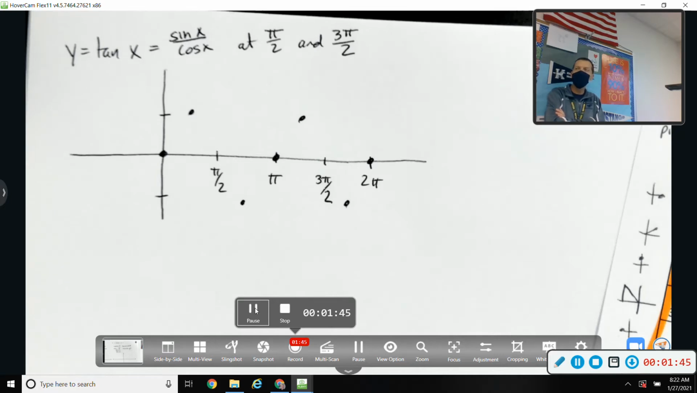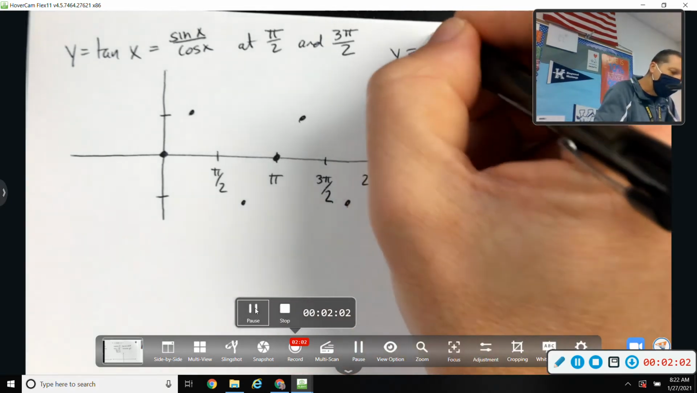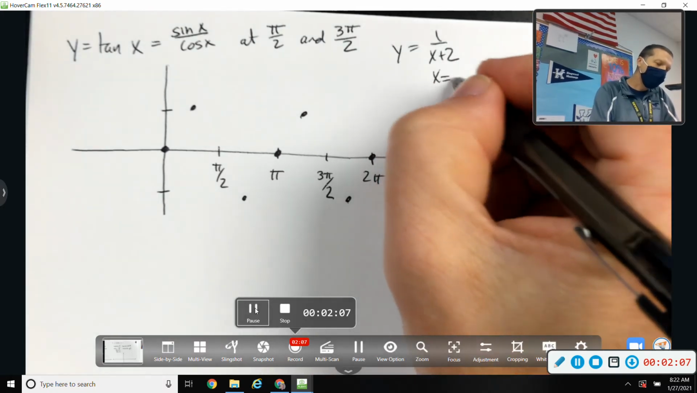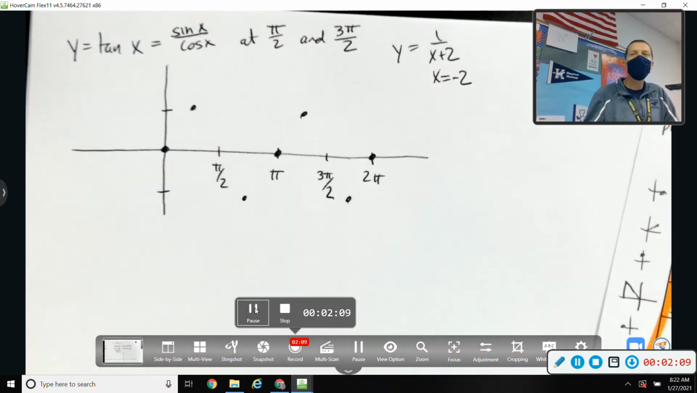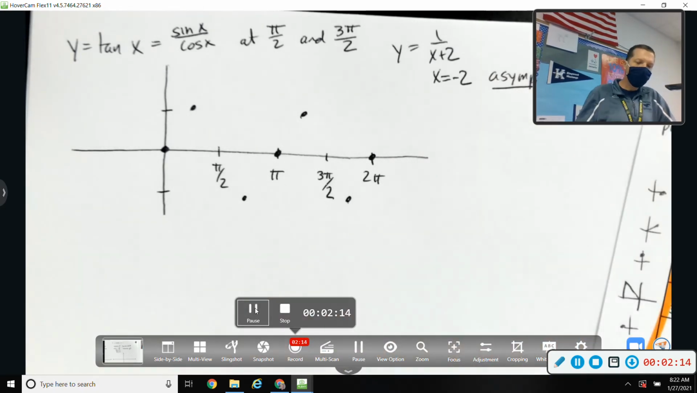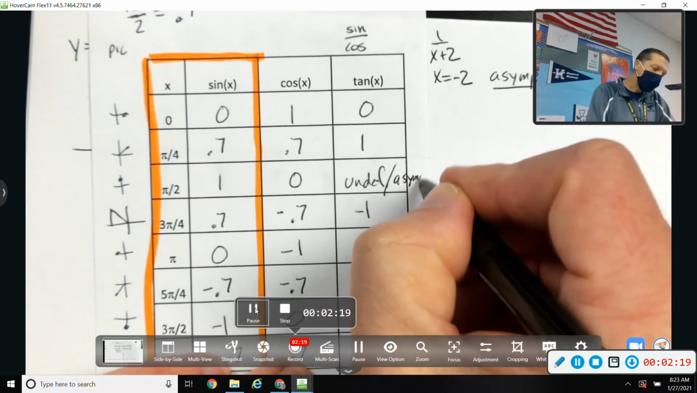Because it's something divided by 0. So you can't divide by 0. But do you remember from previous graphs, rational function graphs, first semester, what it does to the graph if 0 is in the bottom? Like if you had 1 over x plus 2, what's happening at x equals negative 2? Do you remember? It's an asymptote. So all those undefineds that we have, I mean, they are undefined, but on the graph, they're asymptotes.